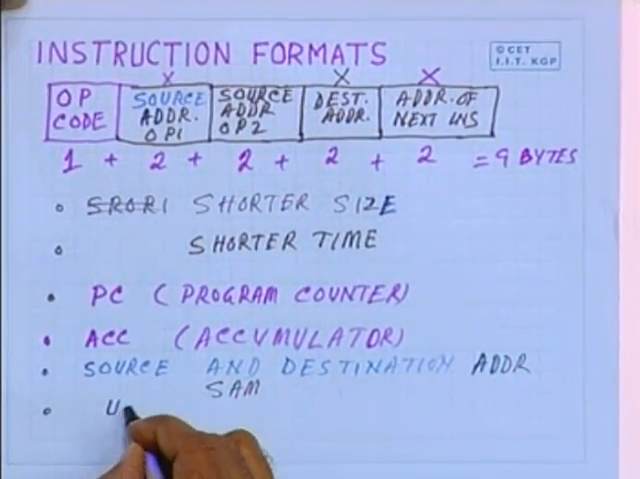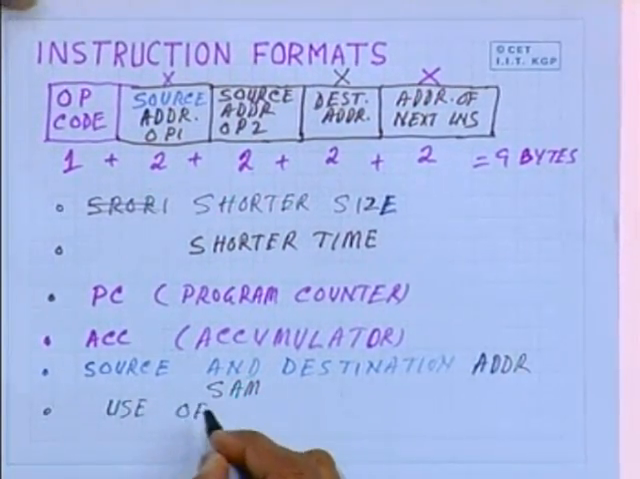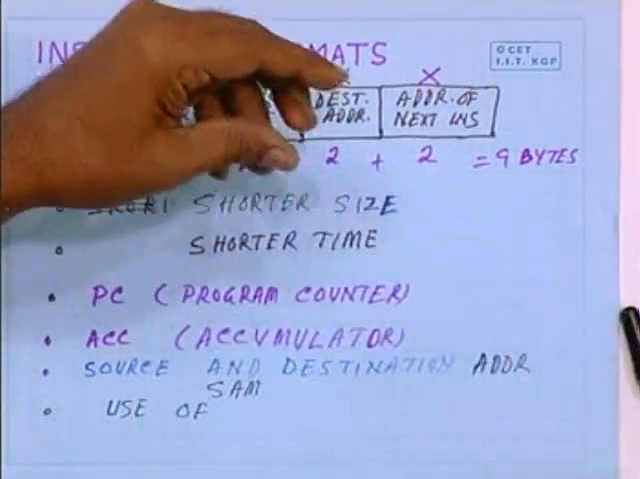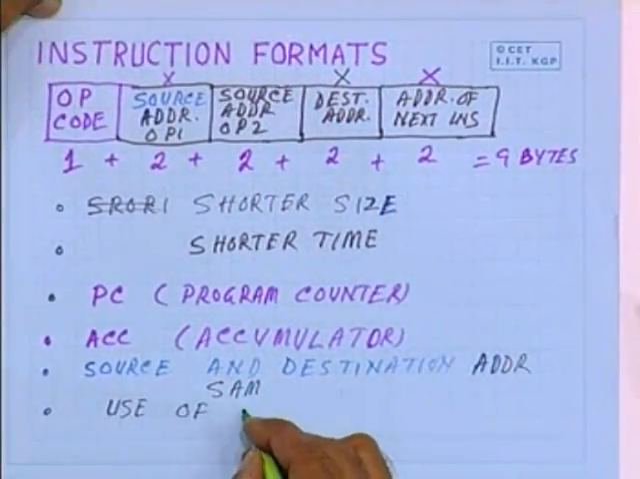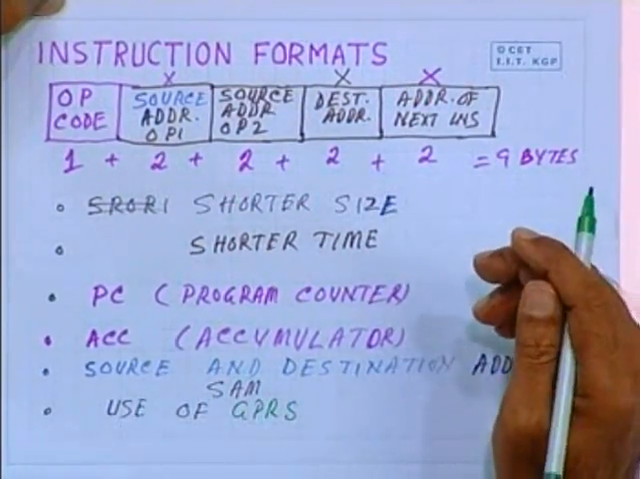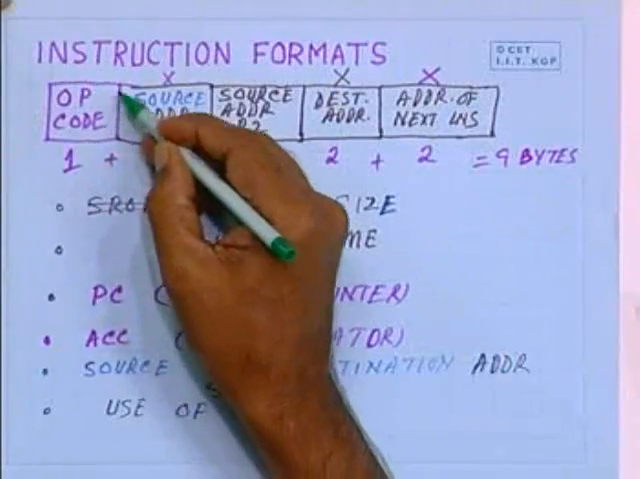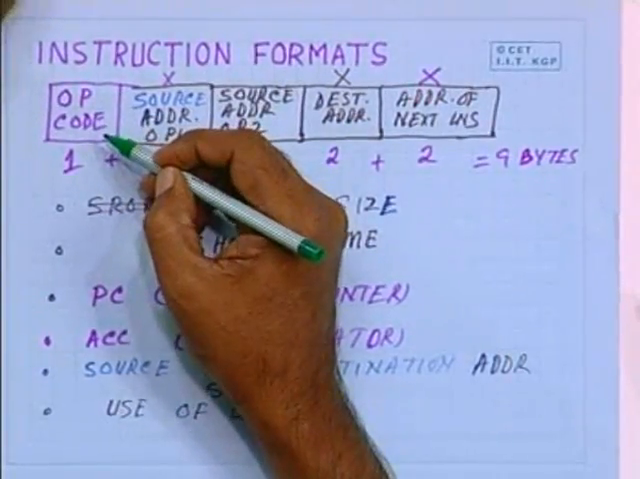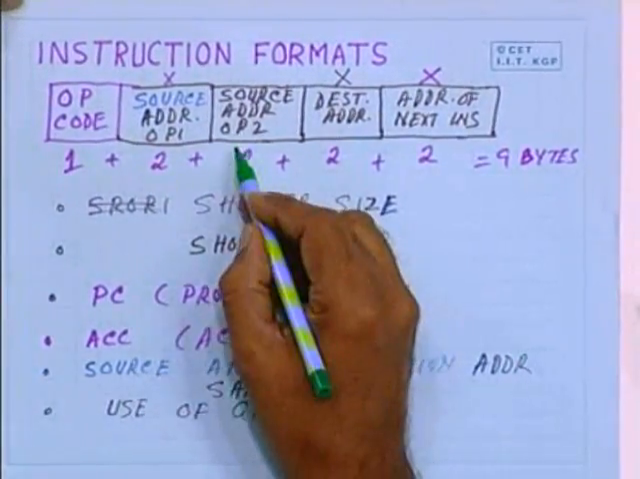Another approach is the use of general purpose registers. We have seen the microprocessor is provided with a number of general purpose registers. In 8085 there are 6 general purpose registers. Instead of specifying the operand in a memory location, you can specify the operand in a register. In such a case it can be very well accommodated as part of the instruction. There will be no need to have a separate address.